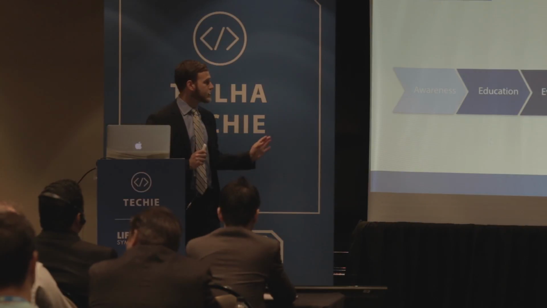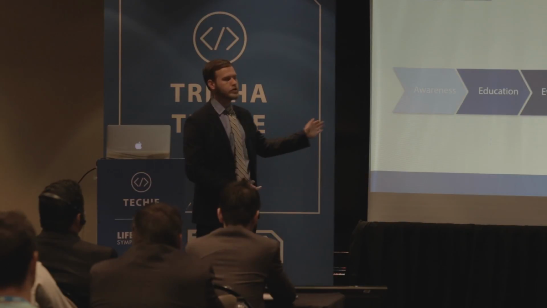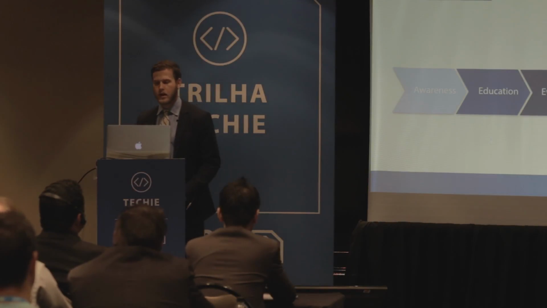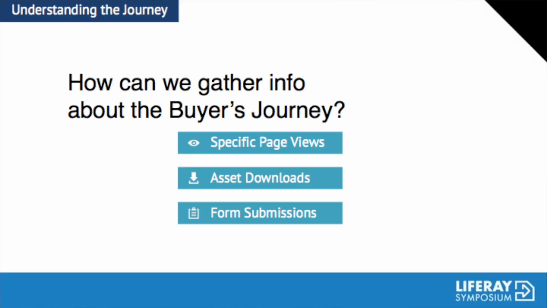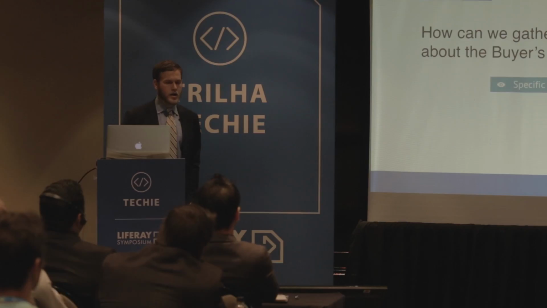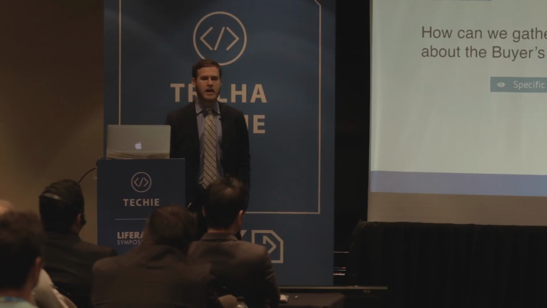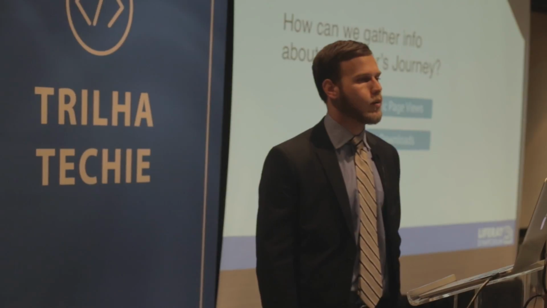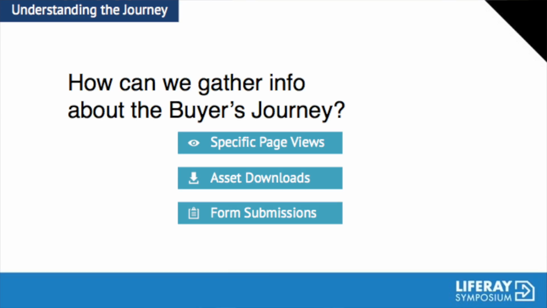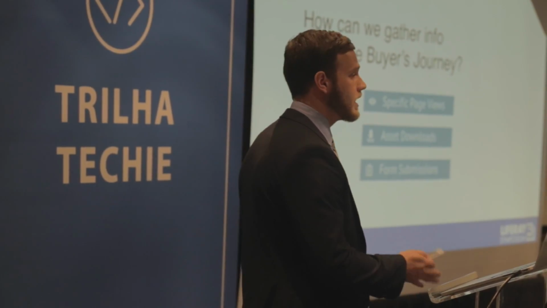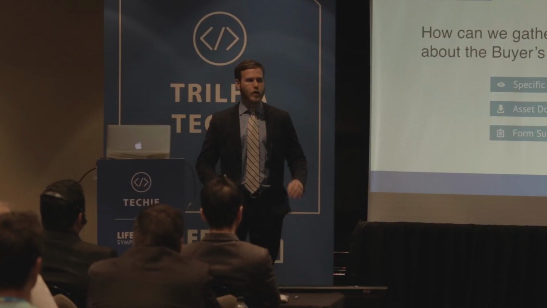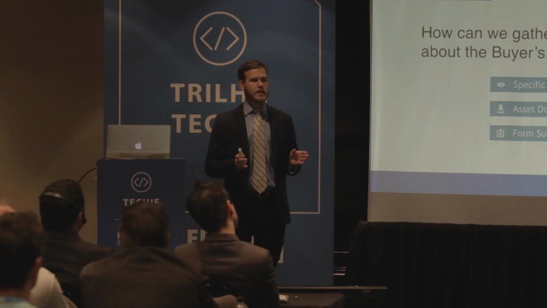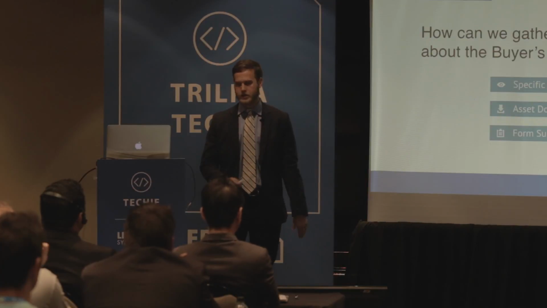So those are the stages, and that's what we're trying to help our users go through, to conveniently get them through the process as smoothly as possible. So how can we gather the info about the buyer's journey? There are a number of different ways to do that. Just a few examples are by specific page views. We can figure out what assets people are downloading and see what they're interested in, and that will tell us where they are in this journey. And we can also tell by form submissions, things like that. There are other ways to figure it out, and it'll be different based on your different use cases. But figuring out where they are in the journey is essential, because then you'll know what they need next and how to give them what they need next.